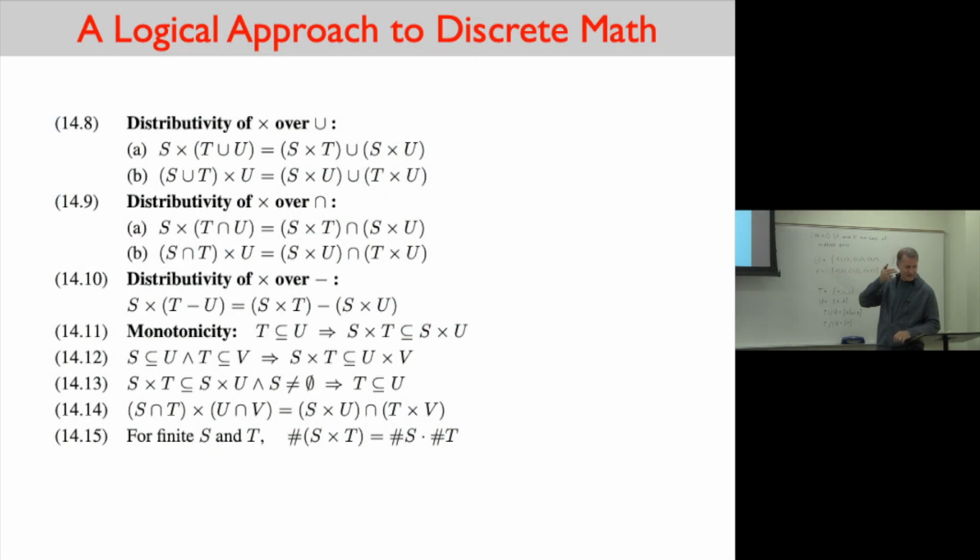And 14.8 says, now what is this an equality between? S and T and U are all sets. Is this equality between elements? It's a set cross a set, and a set of ordered pairs union with a set of ordered pairs. So what are these sets of? They're all sets of ordered pairs. Yeah, the equality is between sets of ordered pairs.